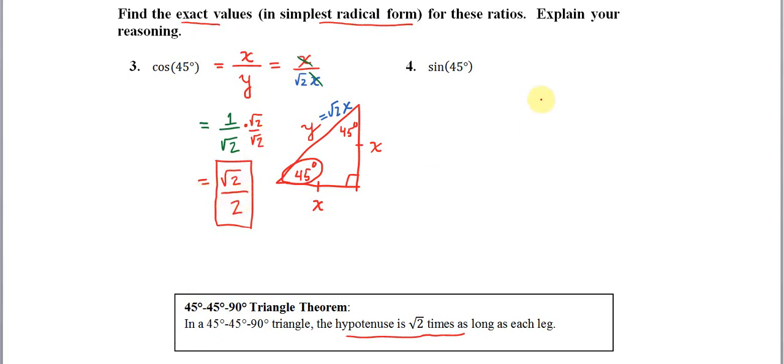Now let's do the same thing for the sine of 45. We're using this as our reference angle. The opposite leg in this case is x, and the hypotenuse is y. So sine is opposite over hypotenuse, x over y. And you can see here that the sine of 45 is the exact same thing as the cosine of 45. We don't need to repeat all this extra work because we've done it already. So this is all going to turn out to be the square root of 2 over 2.